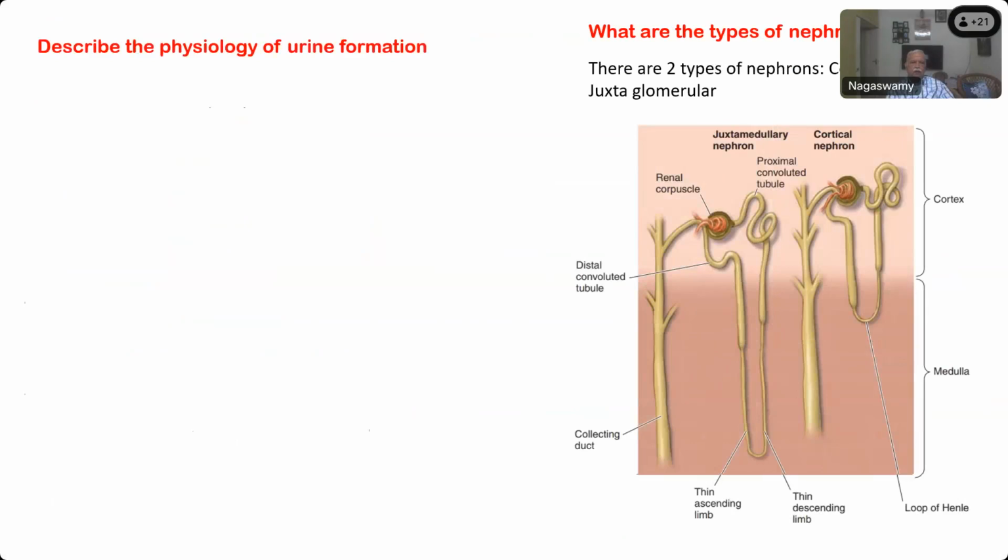Now coming to the next common question asked in the theory papers, describe the physiology of urine formation. This is a very frequently repeated theory question in the paper. So we should have some idea about how urine is formed in the body. Three processes: glomerular filtration, tubular reabsorption, and tubular secretion. Very good.